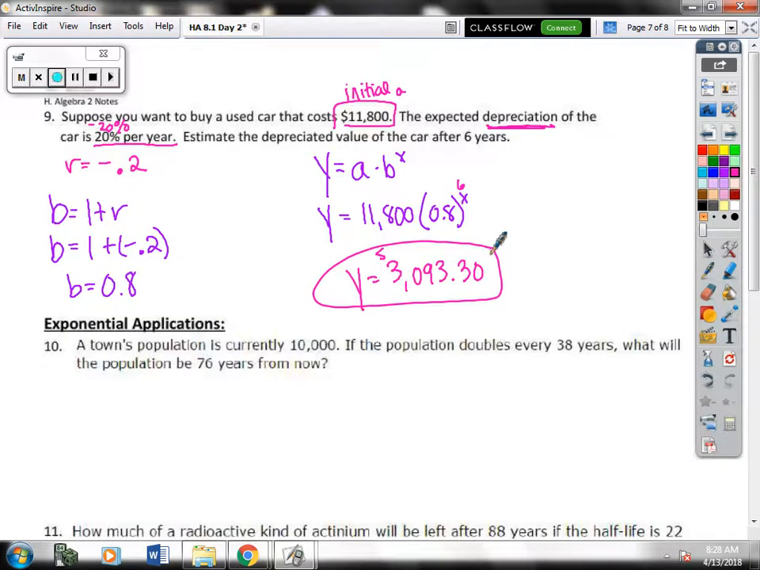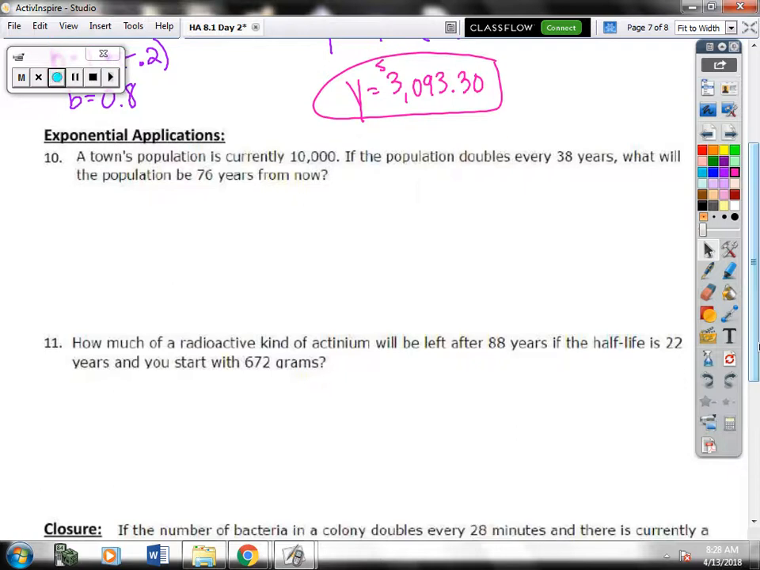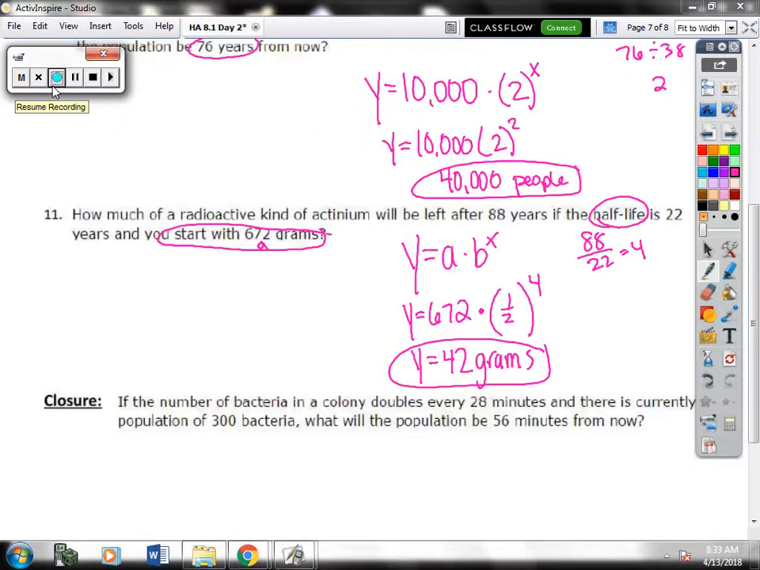All right, I'd like you guys to read through examples 10 and 11 and see if you can come up with an equation, and then also use that equation to estimate the value. And then we'll go over that. All right, see if you can do the closure, which is kind of the same but has bacteria doubling.